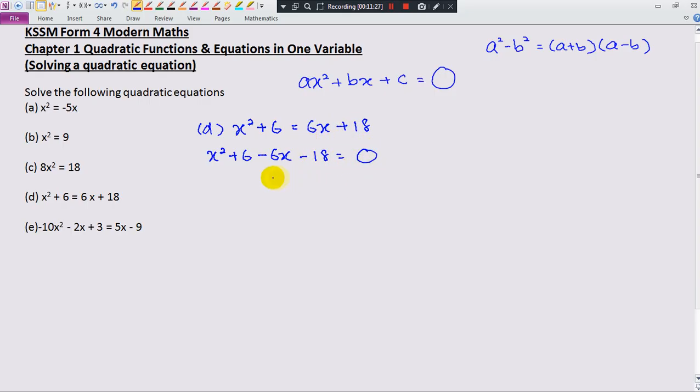Next I try to arrange the terms nicely so it's easier for me to simplify. X squared minus 6x and positive 6 negative 18 is equal to 0. Now these two we cannot do anything, we just copy because they are not like terms, we cannot add or subtract. Plus 6 minus 18, you will get negative 12.